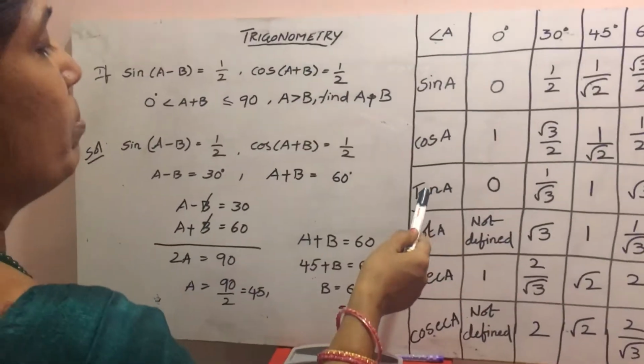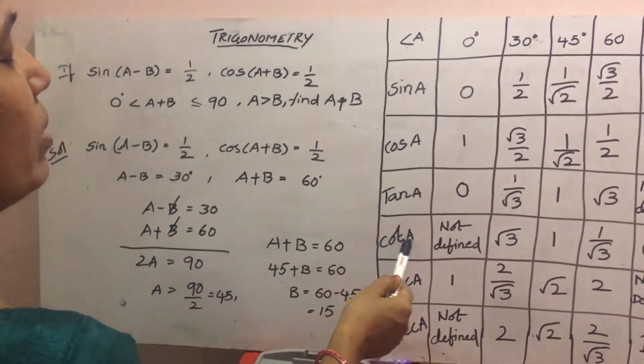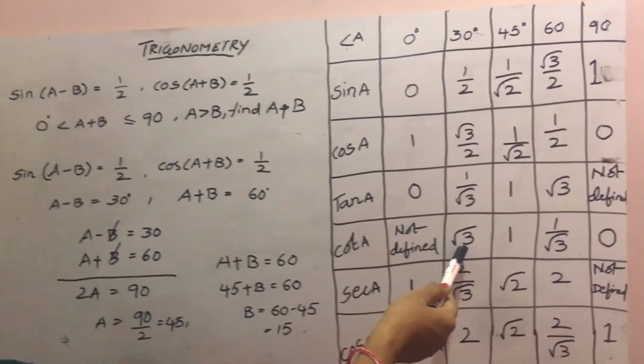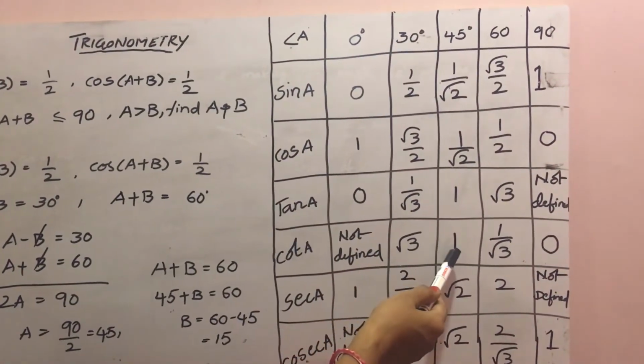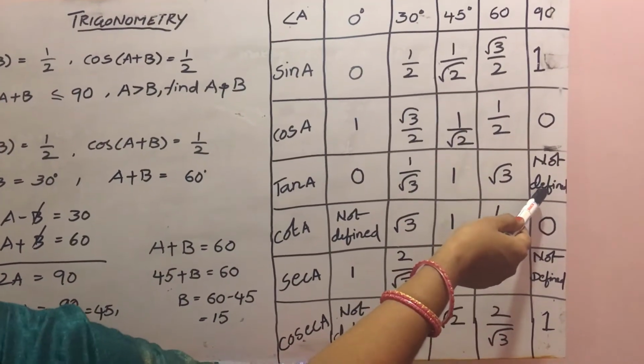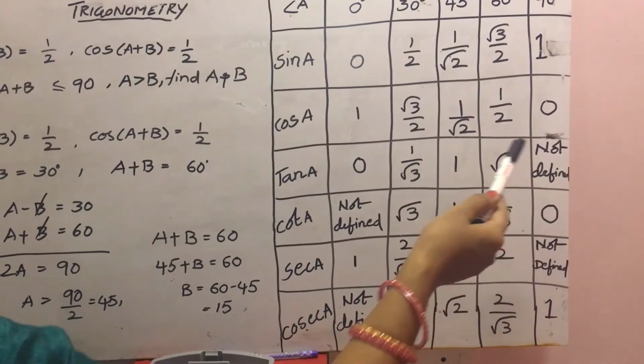And we know the reciprocal of tan is cot. We can easily write: 1 by 0 is not defined, and 1 by root 3 is root 3, 1 by 1 is 1, 1 by root 3, and the reciprocal of not defined is 0.